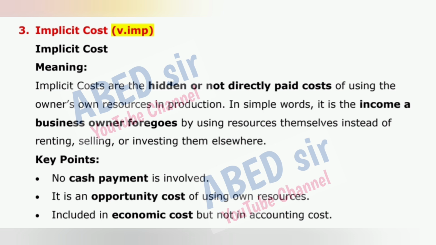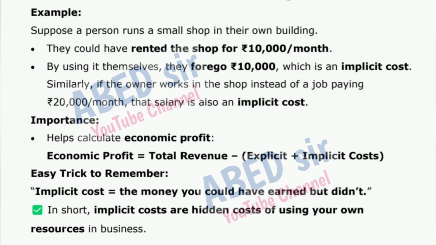No cash payment is involved. It is an opportunity cost of using own resources. It is included in economic cost but not in accounting cost. Example: suppose a person runs a small shop in their own building. They could have rented the shop for 10,000 rupees per month. By using it themselves, they forgo 10,000 rupees, which is an implicit cost.